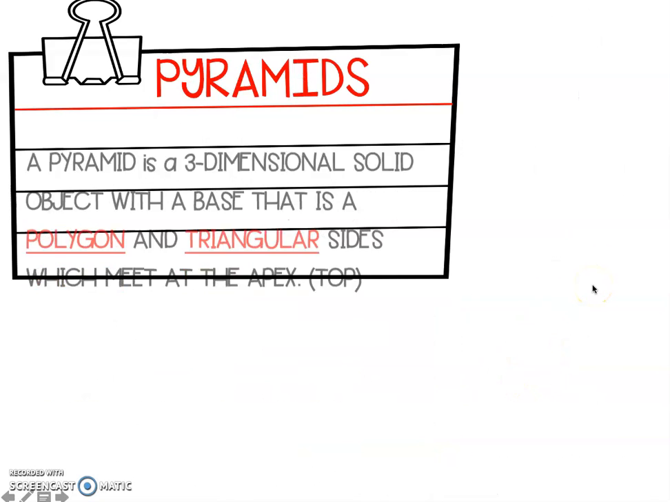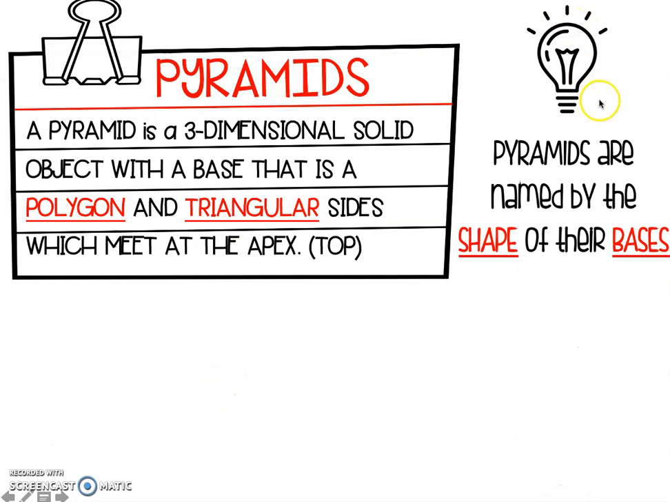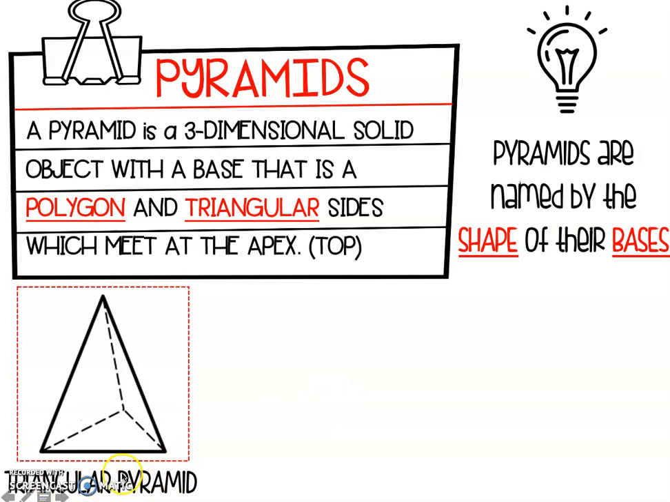Pyramids. A pyramid is a 3-dimensional solid object. It has a base that is a polygon and triangular sides which meet at the apex, or just the top. They come together at a point. So pyramids are named by the shape of their bases. Whatever the shape of that base is, that is the name of the pyramid. So if you look, this is called a triangular pyramid. We can see it's got triangular sides. They meet at the apex, and it's a triangular pyramid because it has a triangle as a base.